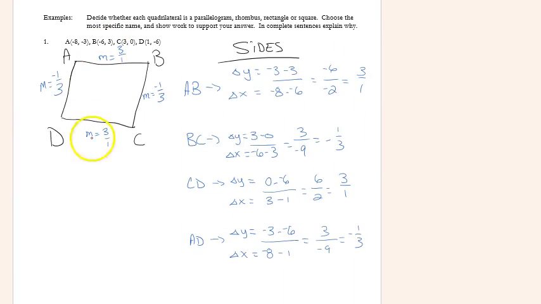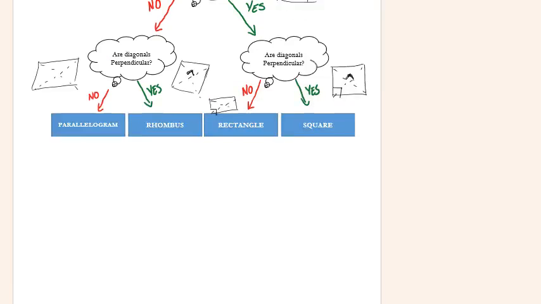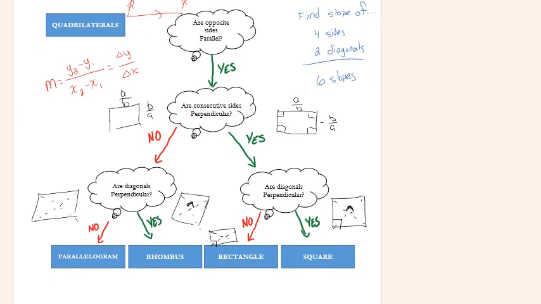here's our opposite sides. They're the same. That's a yes. Consecutive sides: positive 3 over 1, negative 1 over 3. That's perpendicular. And in fact, all of these are perpendicular. So at this point, we've said yes, and yes, we're down here.